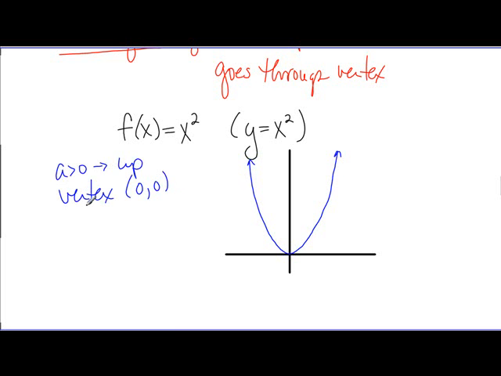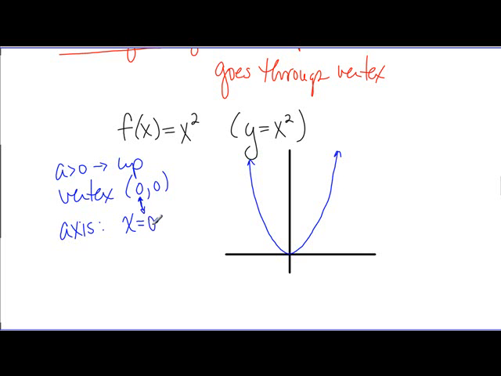and the axis is the vertical line. So when you're giving the equation, when you're giving me the axis, give me an equation, x equals, and it's always the x coordinate of your vertex. So in this case, it's x equals 0.